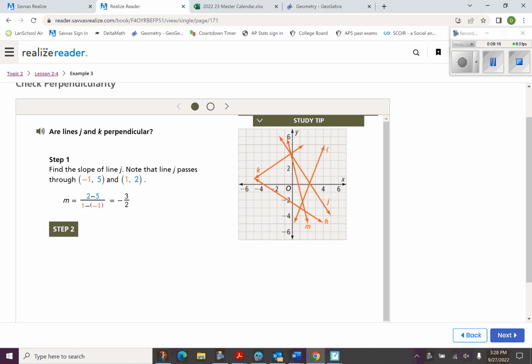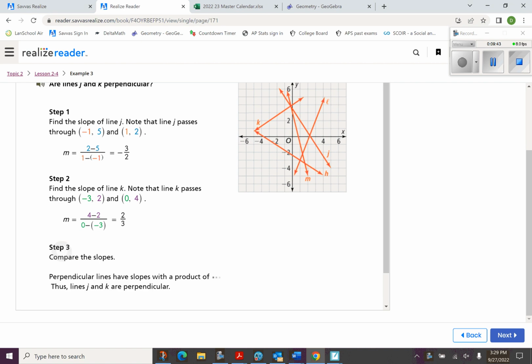I like how they color code these things because it is so easy to make the mistake of matching up a X and a Y coordinate when no, you're supposed to match up X with X and Y with Y. And then line K goes through -3, 2, and hey, look at that, the y-intercept at a rather convenient 0, 4. So that has a slope of 2/3.